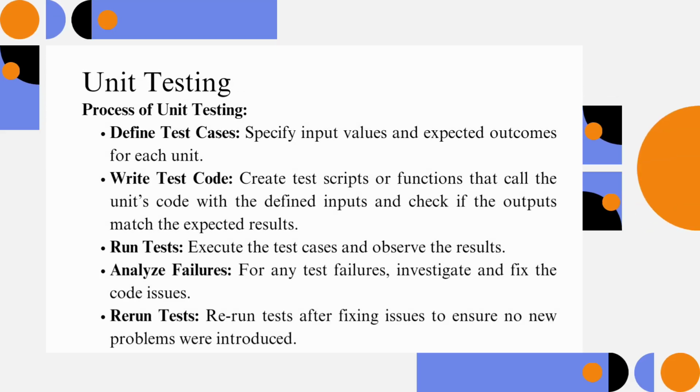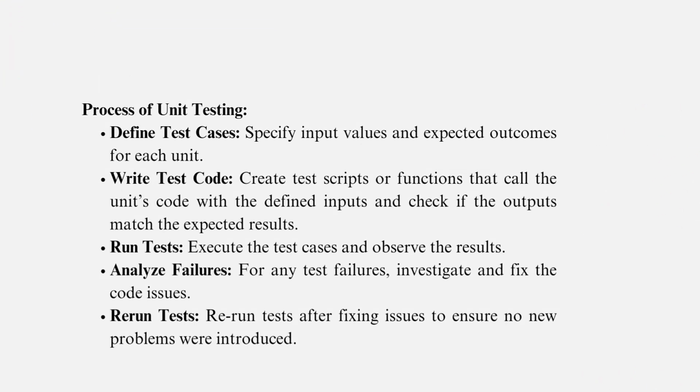Process of unit testing. Define test cases: specify input values and expected outcomes for each unit. Write test code: create test scripts or functions that call the unit's code with the defined inputs and check if the outputs match the expected results. Run tests: execute the test cases and observe the results. Analyze failures: for any test failures, investigate and fix the code issues. Rerun tests after fixing issues to ensure no new problems were introduced.